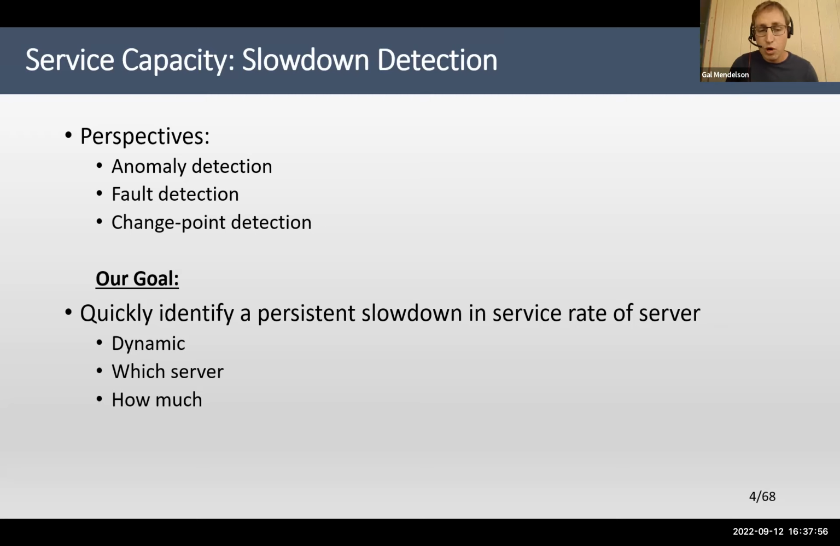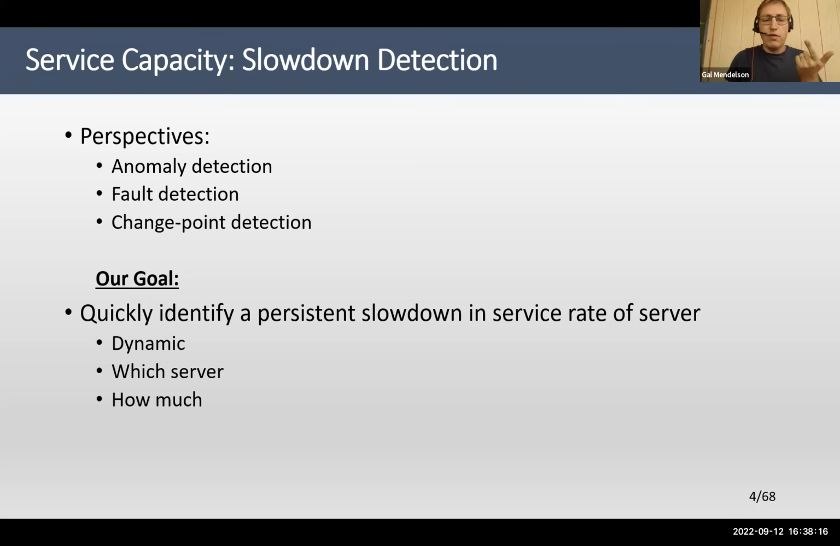This is a dynamic problem. We get data in an online fashion, and we want to gather statistics, perform some tests, and maybe get notifications if a server slowed down. And we want to know the following things. One, that a server slowed down. Two, which server it is.